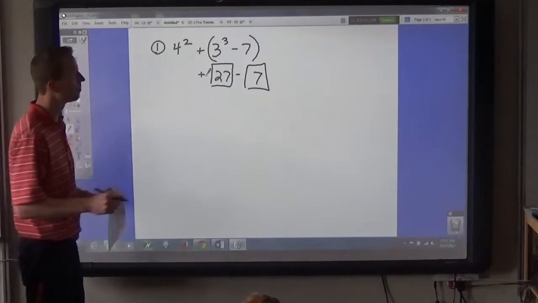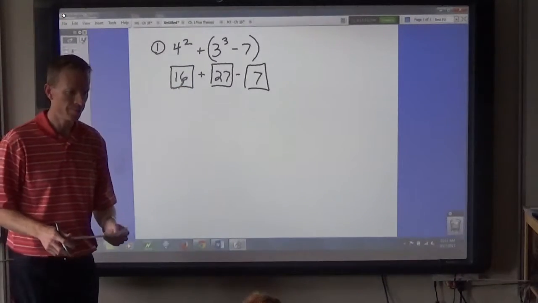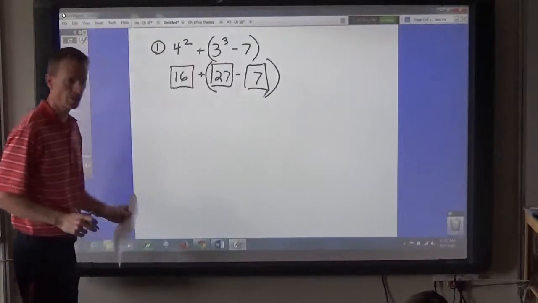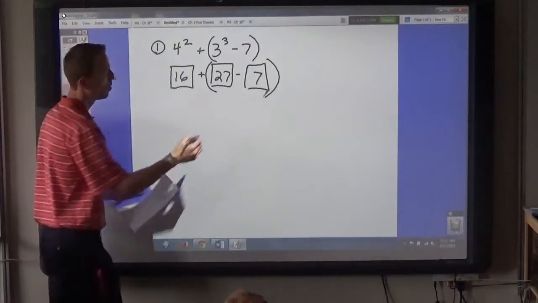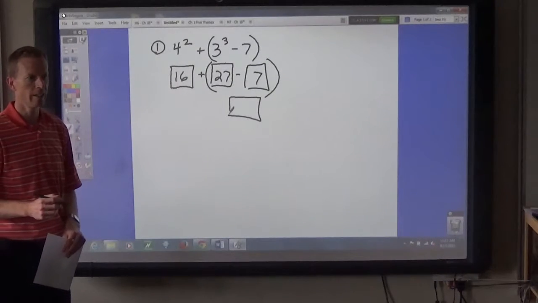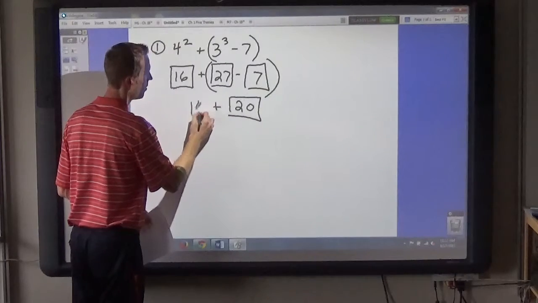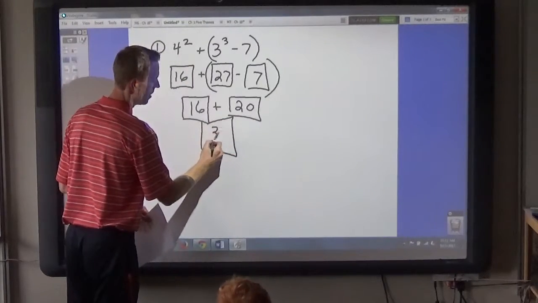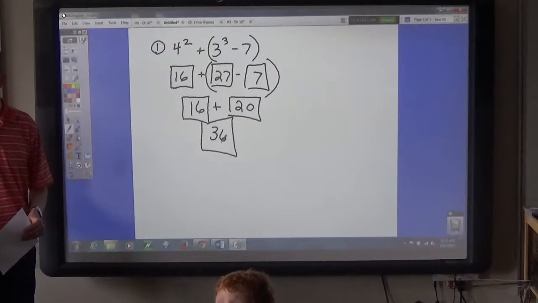So what's 4 squared, class? 16. So we can simplify that. Then, this is in parentheses, so we have to do this first. Otherwise, we do them in order from left to right. So, what goes under the parentheses? Emily? 20. And then add 16. And the answer is 36. So we simplified it to 36. Okay? That's what you'll have in each box.